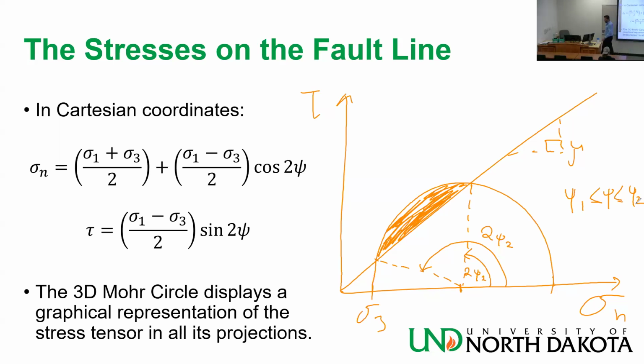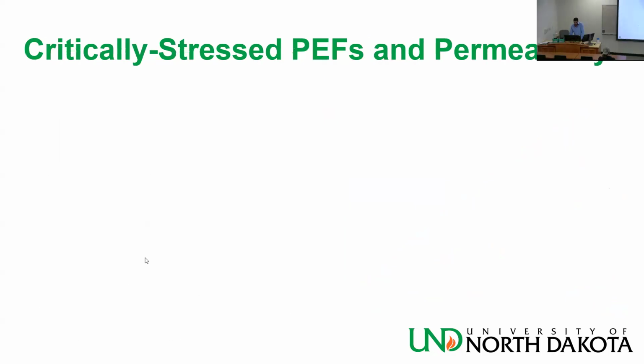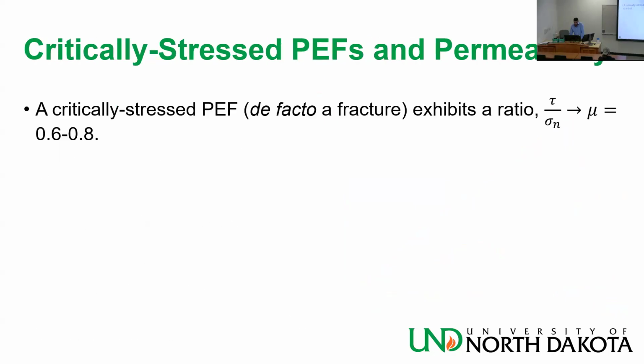And basically, if I have pre-existing faults in those orientations, I'm going to have slippage. This is what the Mohr circle is indicating. There are more complicated applications of the Mohr circle. Yeah, it can get complicated.